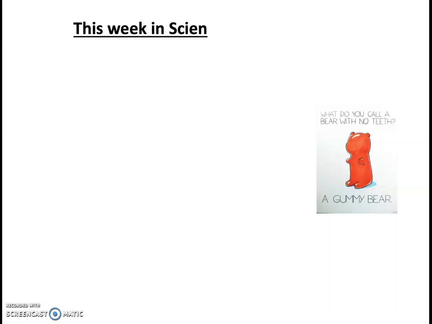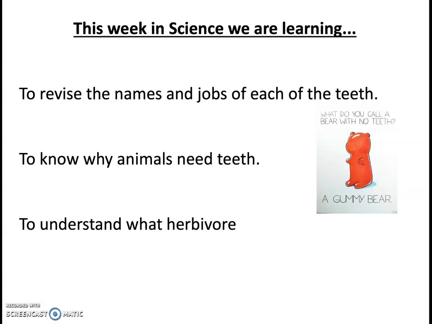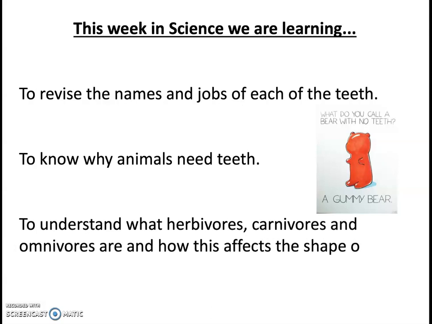This week we are going to be looking at teeth still, but in specific detail we are going to be looking at the teeth of different animals and seeing whether they are omnivores, herbivores, or carnivores. On your screen now you'll see that we are going to be revising the names and jobs of each of the teeth, know why animals need teeth, and also understand what herbivores, carnivores, and omnivores are and how this affects the shape of their teeth.